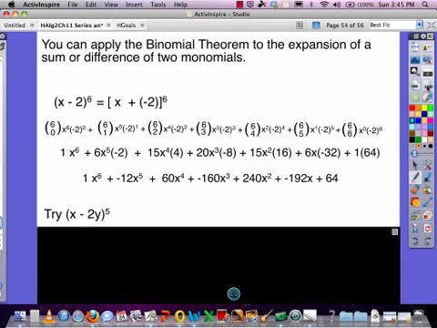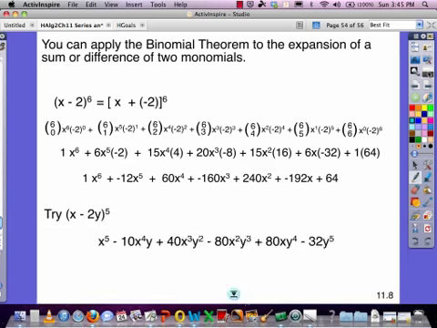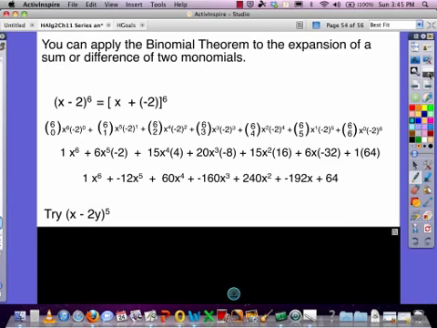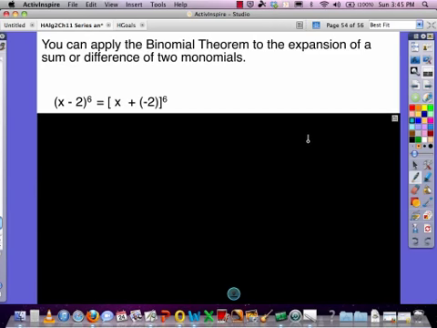So now the question is, what happens if, and I actually want to bring this up here, what if now I don't have an x minus y combination? I've got a number sitting there. You can apply this binomial theorem to the expansion of a sum or difference of two monomials. It does not matter what they are.